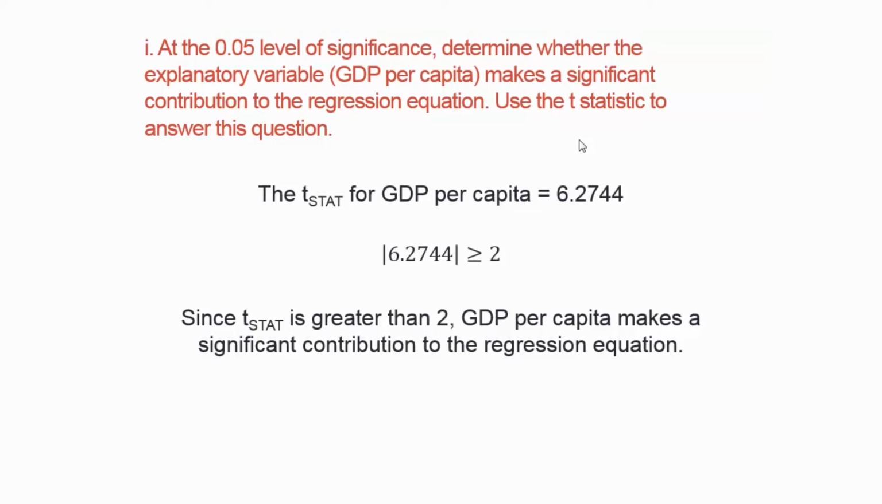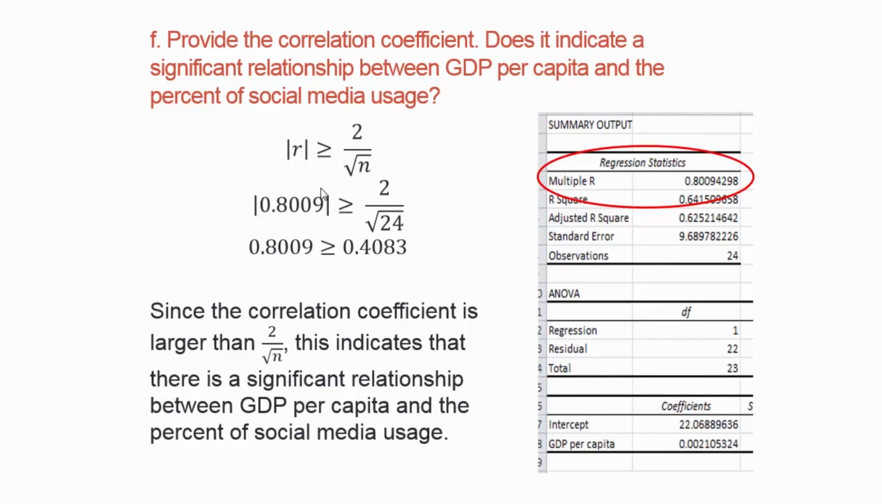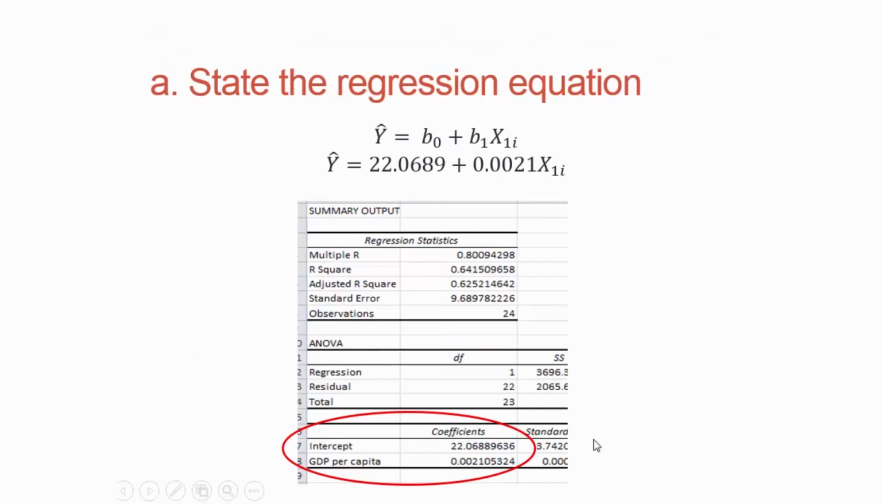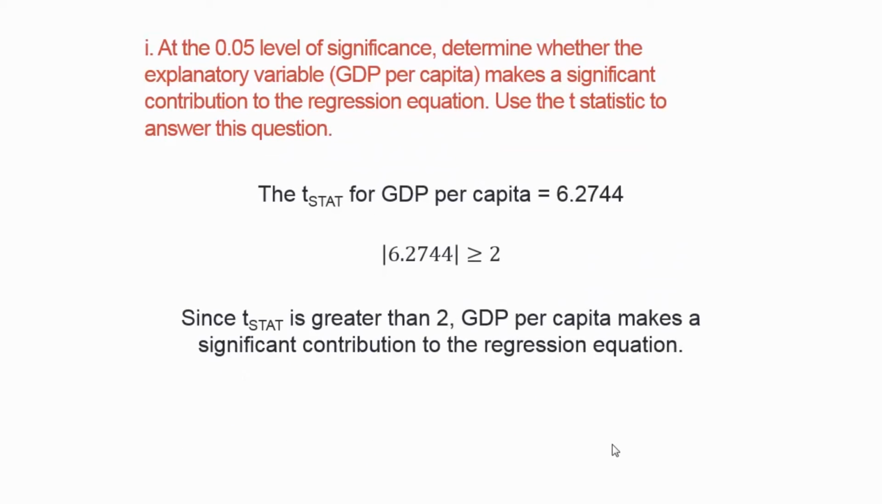At the 0.05 level of significance, determine whether the explanatory variable GDP per capita, that's our X variable, makes a significant contribution to the equation by using the T statistic. So we look back at our printout to find our T value, and on this printout, it's over here, just a little bit further over, it gives you the T statistic. And the T statistic in this case is 6.2744. We compare that with our critical value rule, which is 2.0, that stands for two standard deviations. It's about 6.3 standard deviations instead of 2, so it's quite a bit larger than 2, and therefore we can say that GDP does make a significant contribution to the regression equation. It's worth using in terms of predicting Y.